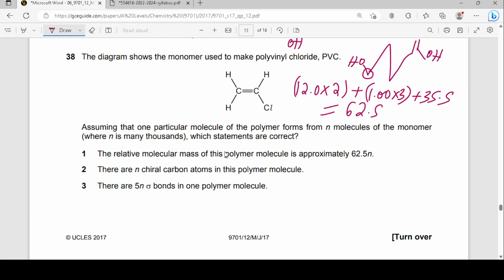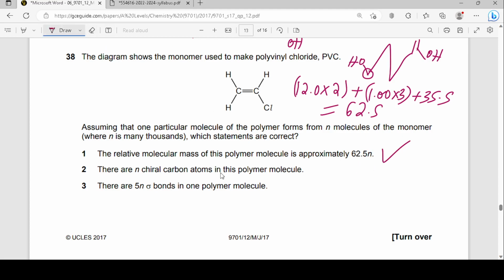Now, obviously, if I have a polymer, then it will be n monomer units. Because of that, my relative molecular mass will be approximately 62.5 times the number of monomer units I have, which is n. So 62.5 n, and that's right. So not A, 1 is right.